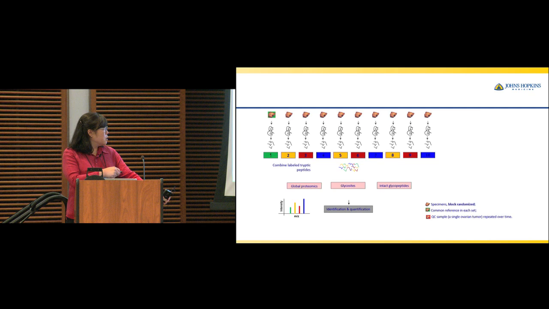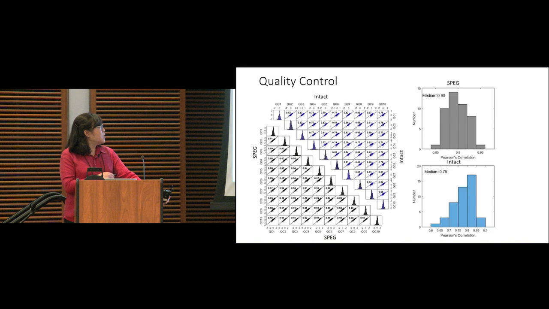So the protein and the glycoprotein were identified and quantified. We based this in the TMT as a quality control. The same ovarian tumor was actually analyzed 10 times throughout the different TMT sets, showing that the SPEC reproducibility is close to 0.9 in terms of CV throughout. Actually, this is a year-long acquisition of data. For the intact glycopeptide, the reproducibility of quantification is close to 0.8.